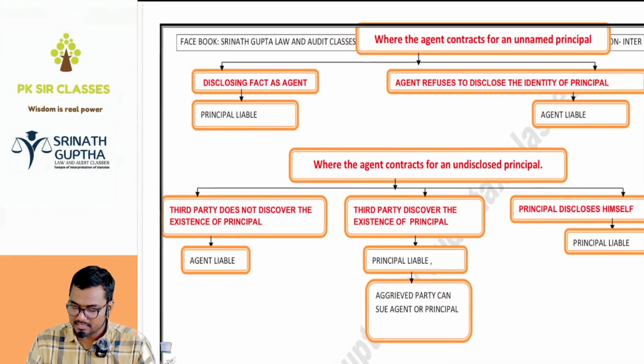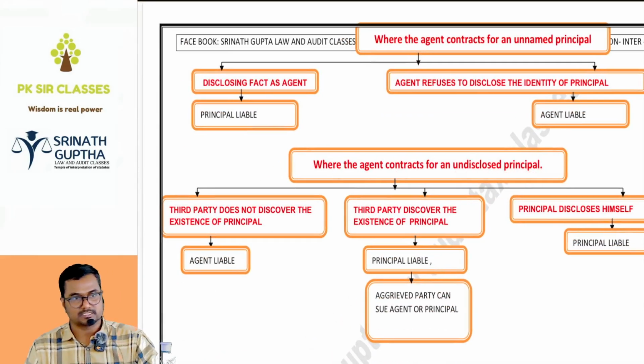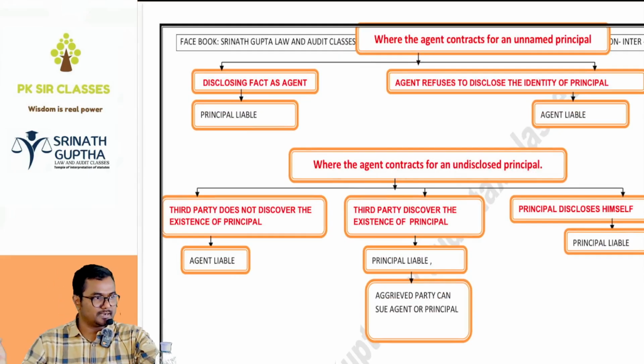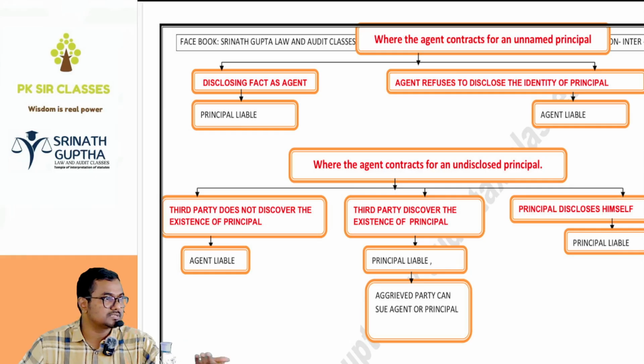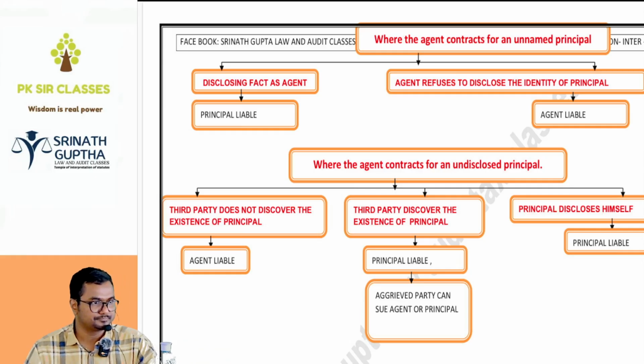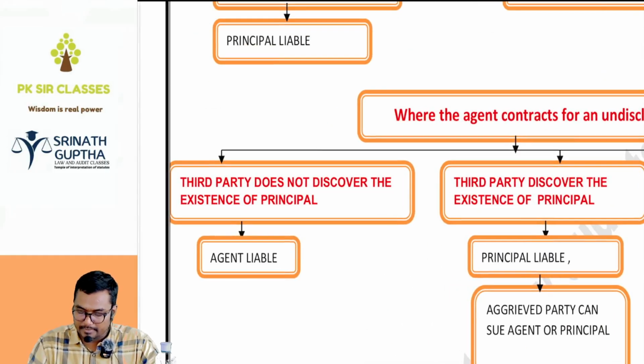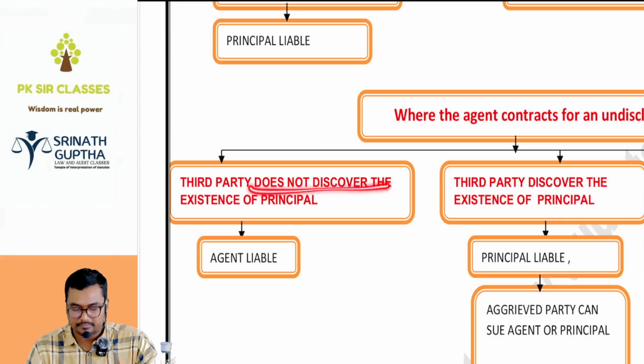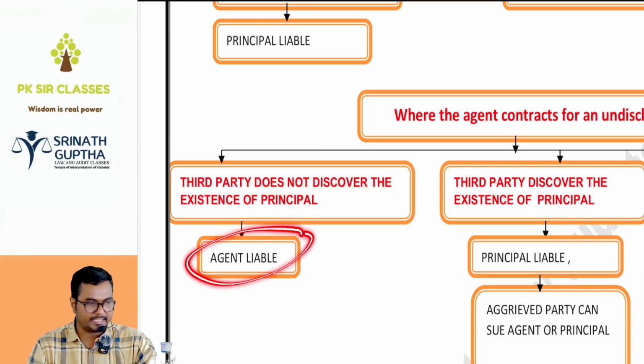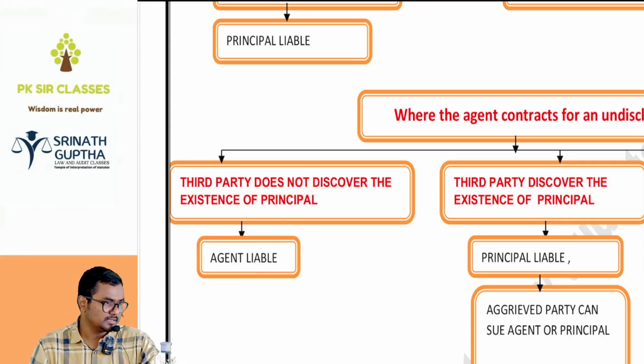The agent is liable. Where the agent is acting for the undisclosed principal. So one said to the customer, I am not the owner, somebody is the owner. Then the customer is asking, who is that somebody? I will not tell the principal name. So the agent said, I will not disclose the principal name. So the third party does not discover the principal name. Then who will be liable? Agent, because he said I don't want to disclose my principal name.